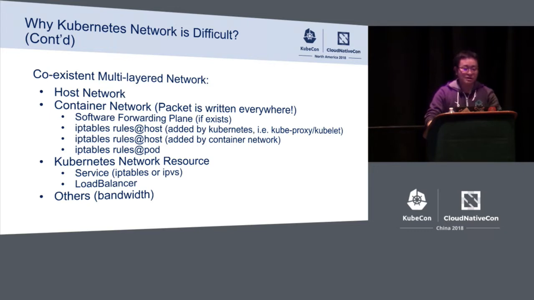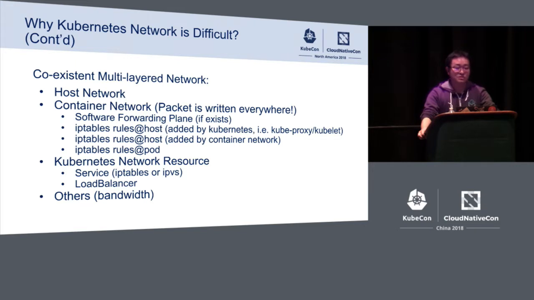And then, of course, Kubernetes network is a multi-layered network. I mean that not only the host network, as I mentioned before, but the container network exists. And inside the container network, the packet is rewritten everywhere. For example, the software for the plane, for example Open vSwitch, if it exists, rewrites the packet. iptables at the host side is rewriting the packet by the Kubernetes component as well as the container network component. And then, of course, inside the pod, there are iptables rules. So this is very complicated.